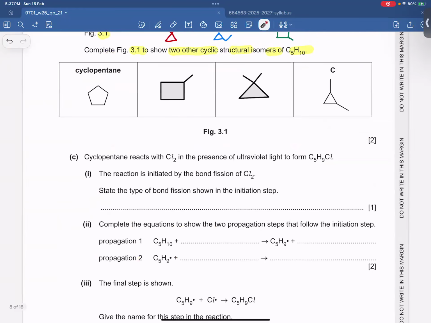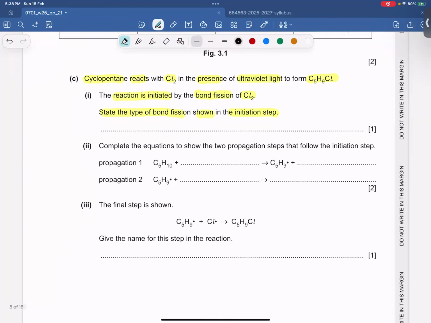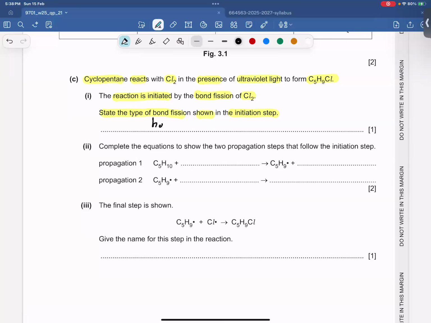Part C, cyclopentane reacts with chlorine in the presence of ultraviolet light to form chlorocyclopentane. The reaction is initiated by the bond fission of chlorine. This bond fission is called homolytic fission. State the type of bond fission shown in the initiation step. So it's going to be homolytic fission. In homolytic fission, equal distribution of electrons takes place.